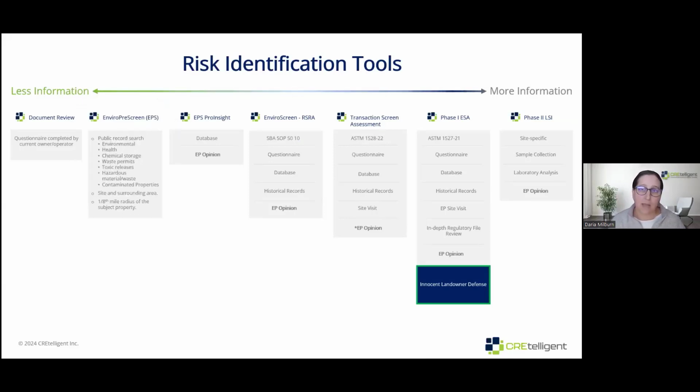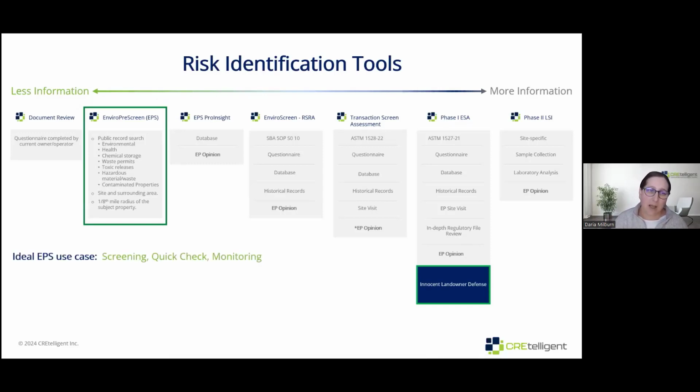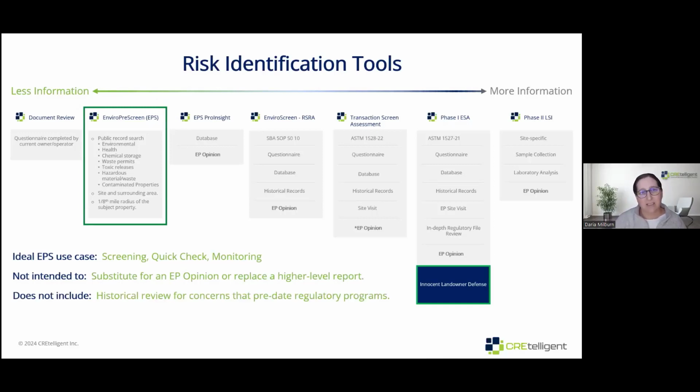But for today, we're really looking at our EnviroPreScreen. And that is sort of our flagship product, and it's the one that most of you are using. The pre-screen itself, the EPS, its ideal use case is really for screening or a quick check or monitoring, and I think that's how a lot of you do use it, to get that quick pulse of what's going on at a property. But it is not intended to substitute for an EP opinion or replace a higher level report, especially because it does not include a historical review for concerns that might predate regulatory programs.